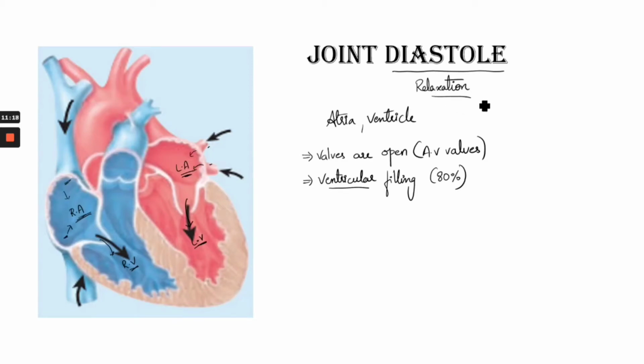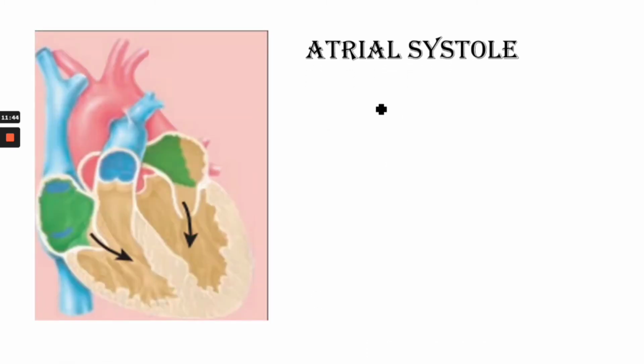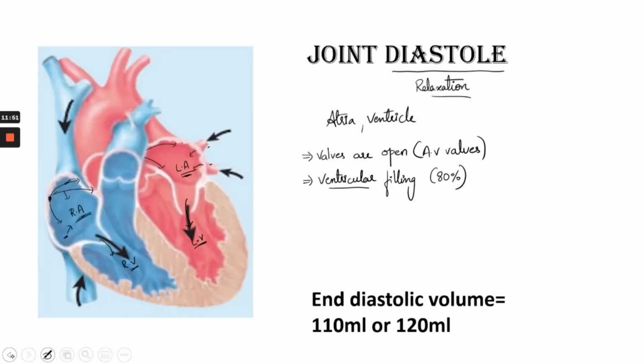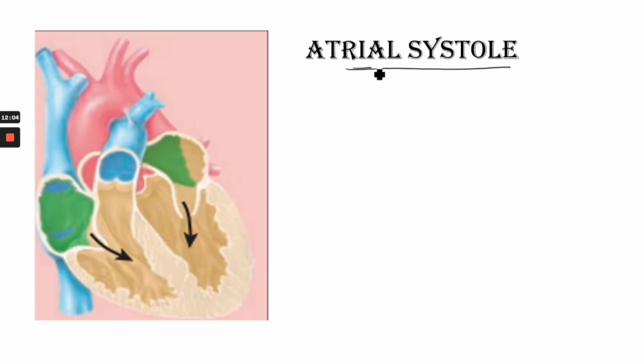Now, slowly what happens? The sinoatrial node starts sending stimulation to the atrium, right? When the muscles in the atrium receive the signal, they undergo depolarization, and that will lead to the next stage, that is atrial systole. When there is complete depolarization, the atria will undergo contraction. When the atria undergo contraction, we call it atrial systole.